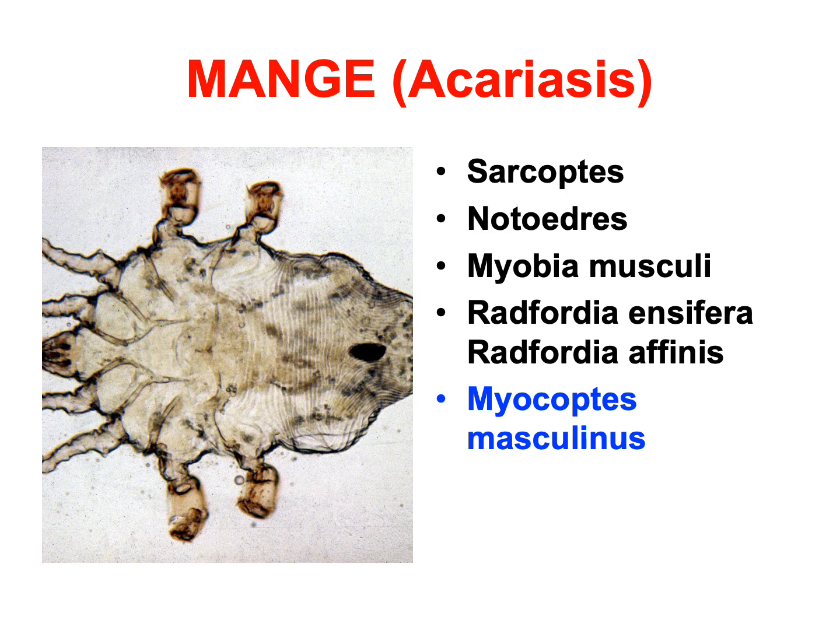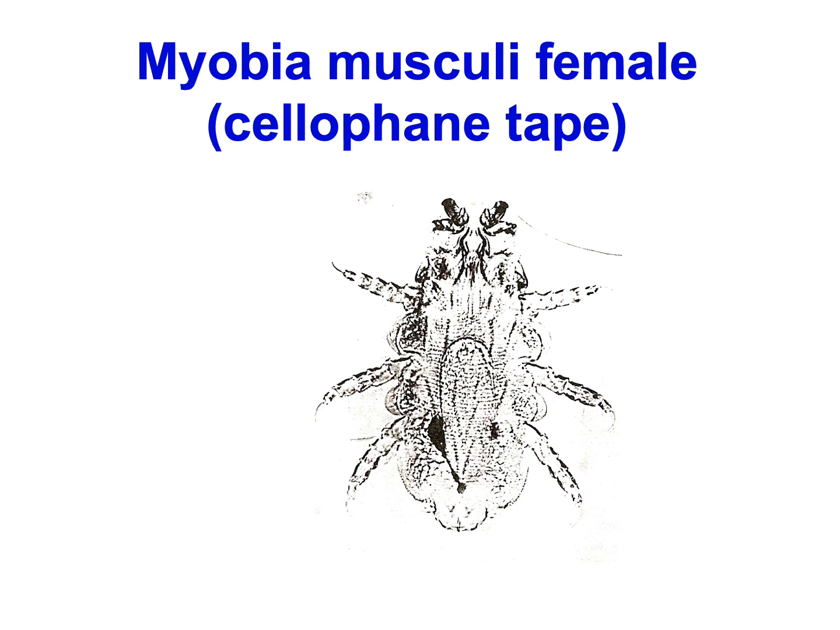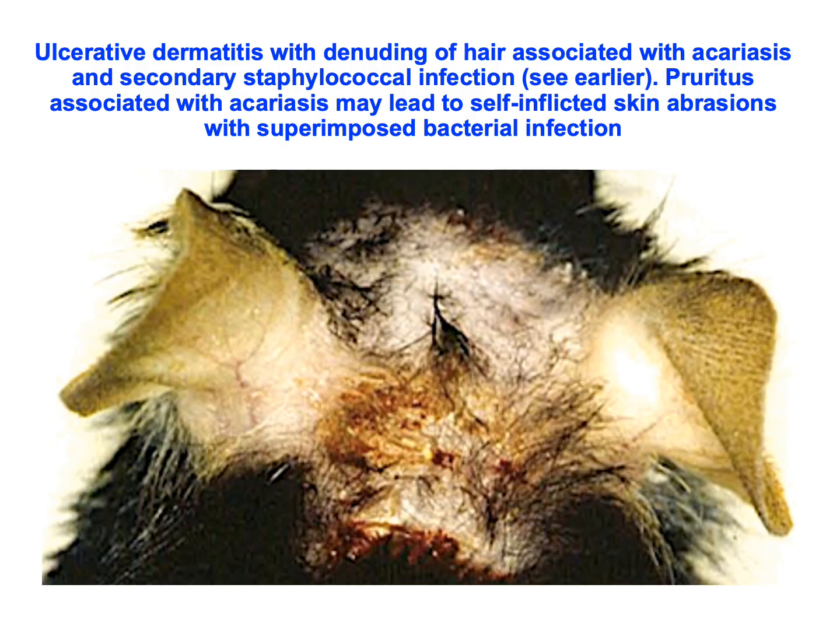Here you can see how we can take a sample from a mouse by skin scrape, but this is also possible by a cellophane tape. And here you see the Myobia musculi female, only to emphasize that the sexual dimorphism in the case of the mites is high.